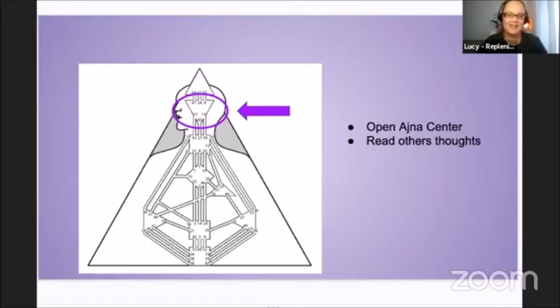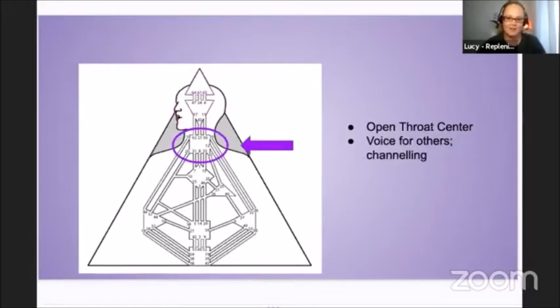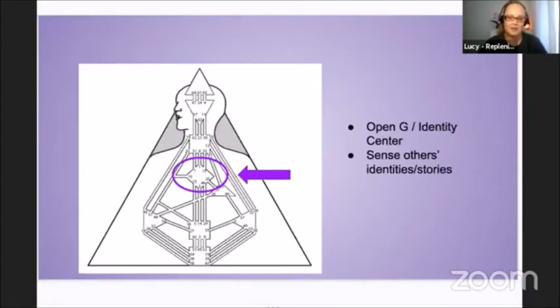All right, so the next center down is the square. This is the throat center. If you have this center undefined, it means that you're able to be a voice for the voiceless. You're able to speak for others. And in some cases, if this center is defined, it also signifies the ability to channel messages and information from a higher source.